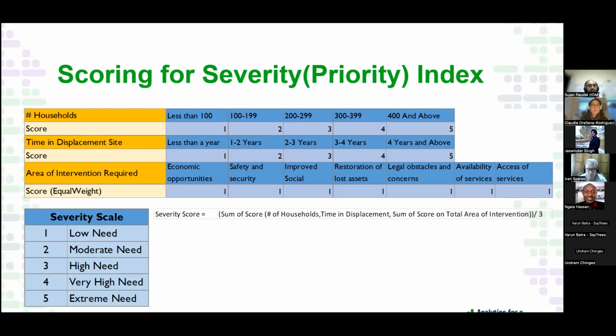The assumption here is the more years people are living in the particular sites, the needs are high. That's why we prioritize the number of years being high and give them the highest score. And for area of intervention required, in the data set that we have, the displaced community have indicated what interventions are required for them to go back or return or to relocate to a certain area so that the durable intervention can be made. So economic opportunities, so each of the criteria or area.